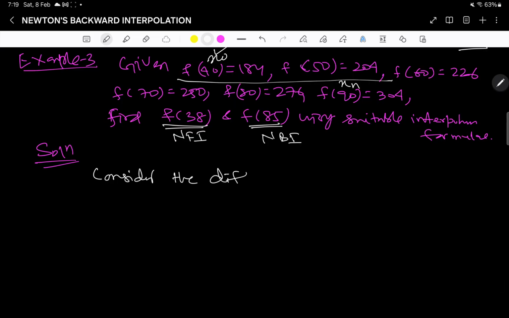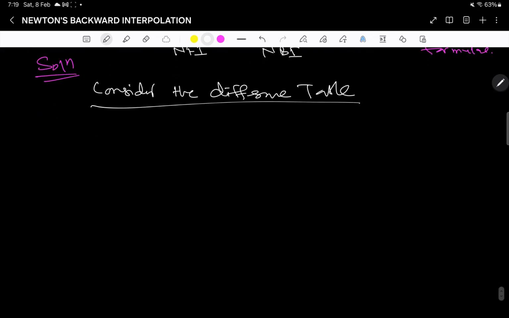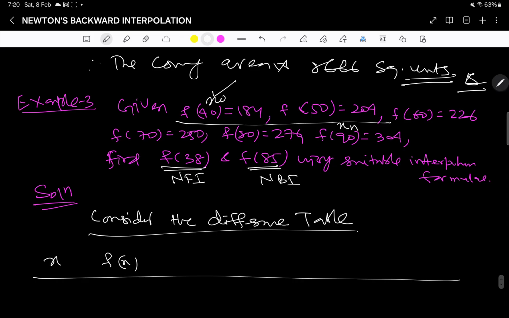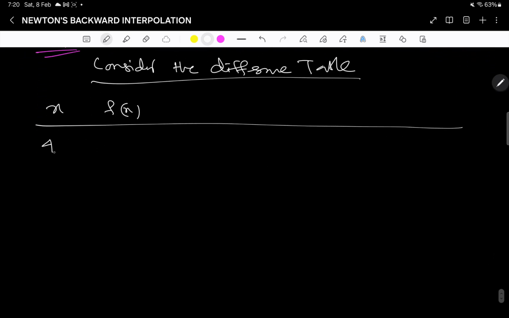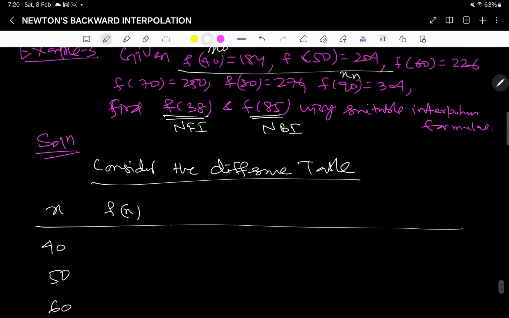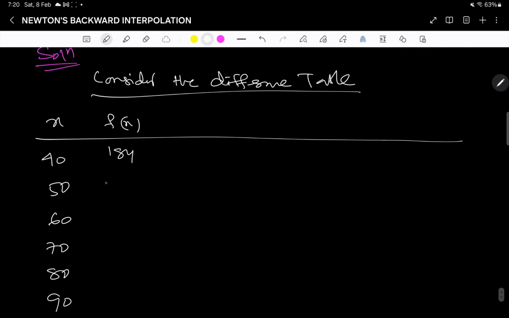Okay, so we consider the difference table, right? So I write x and my f of x, the x is given here is 40, 50, 60 up to 90, it is 40, 50, 60, 70, 80 and 90, and the corresponding f I write, it is 184, 204, 226, 250, 276, 304.